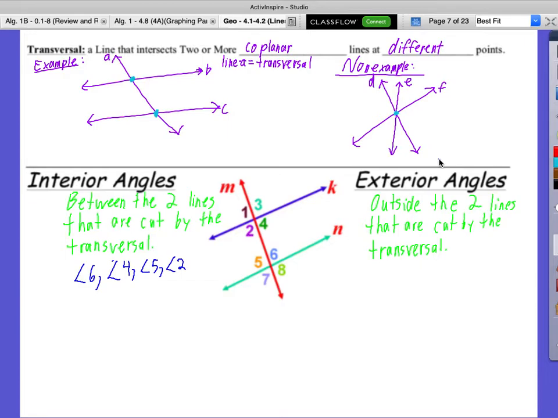Raise your hand if you want to tell me what an exterior angle is here. Emily? Angle 1. Kale, give me another example. Angle 3. Jillian, another example. Angle 7. Taylor, give me another example. Angle 8. Very good. Those would be our four exterior angles.